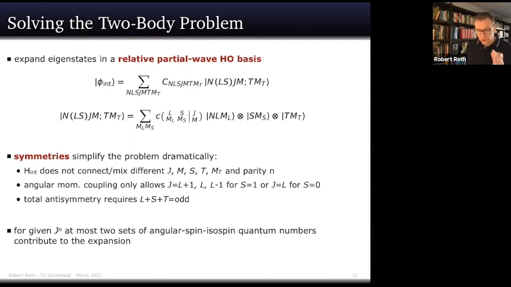Because if you fix your J, then you can use these arguments to kick out most of the terms in this huge sum without doing any calculation. Again, it's a symmetry argument. And you can decide on the experimental value for J for the deuteron from the beginning, which would be J equal 1 and positive parity. You don't have to. You can try the different J's and repeat your calculation for different J's and then decide which J gives you the ground state. So that would be the pure theory approach.